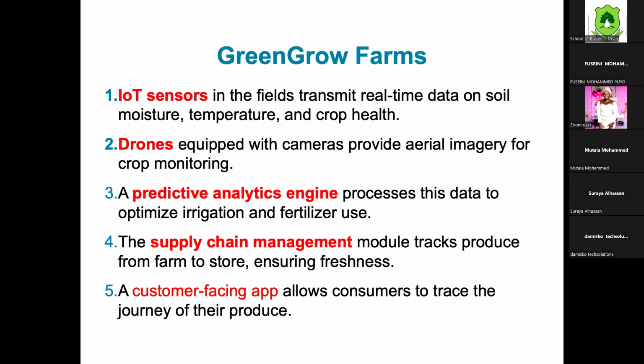You know, there is a category of people in the West who say they don't eat anything apart from organic. They don't eat stuff that has been produced with chemicals. So they can trace where the food is coming from, whether they are organic farmers. So this app will help them to do that.